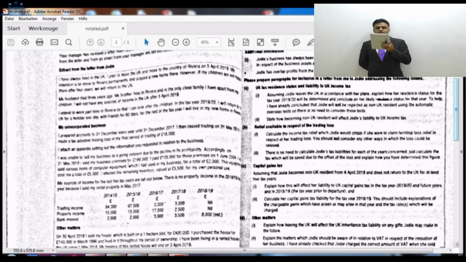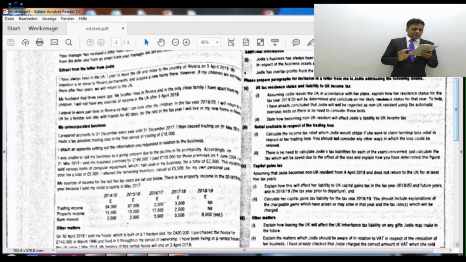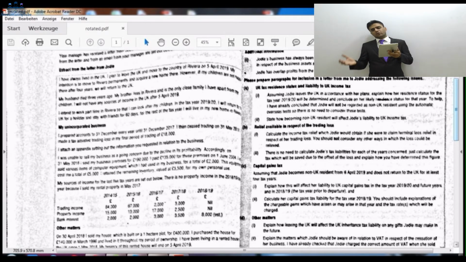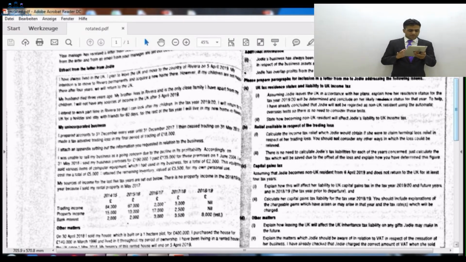In the tax year 2019/20, I will return to the UK for a holiday and stay with friends for 60 days. For the rest of the tax year, I will live in my new home in Riviera. All right? So that is the information which is given to us in the question. Now please open up your notes of your chapter on residence and see that table. That table will be given to you in the exam, so that's why I'm asking you to open it up, so you can see how many days you need to spend to be considered UK resident, and how many ties you need. All right? So please open up that table.